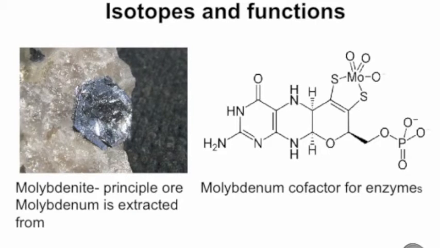It has 35 known isotopes from masses 87 through 113, 7 of which are naturally occurring. Molybdenum-98 is the most abundant isotope, comprising 24.14% of all molybdenum.